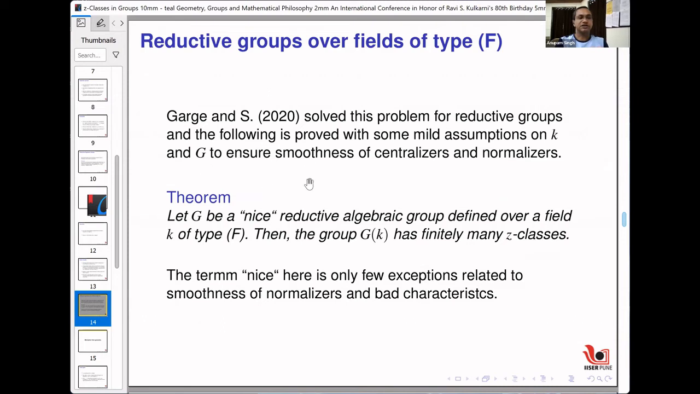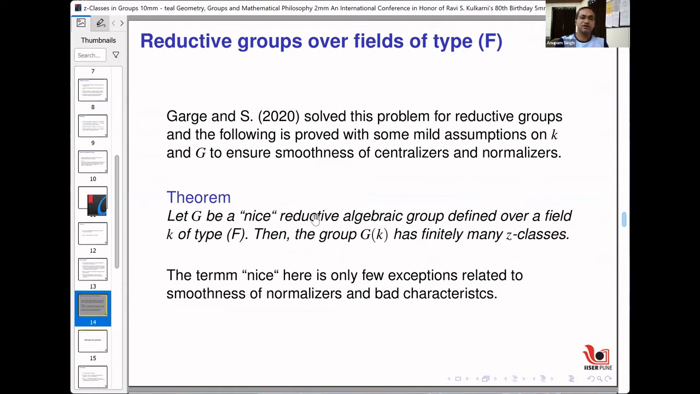So the theorem is this: if I have a nice reductive algebraic group G defined over a field K of type F, then the group G(K) has finitely many G classes. The idea of the proof is that one has to look at the normalizer of the centralizer of an element, and somehow show that it has only finitely many forms over a base field if I look at this kind of field.